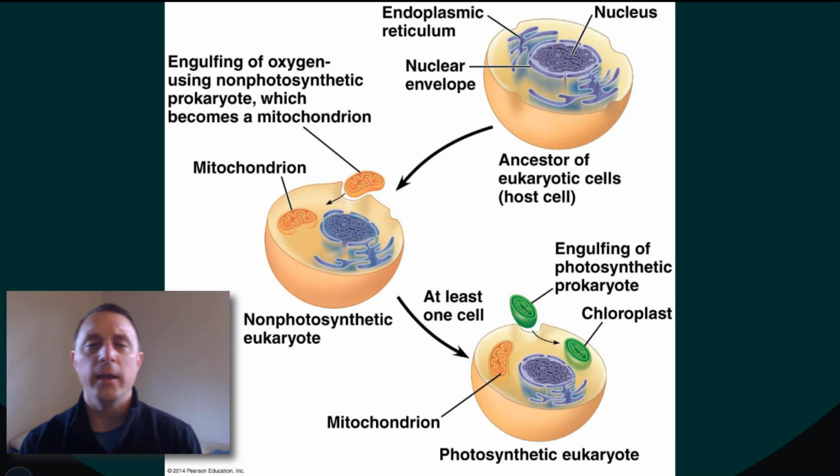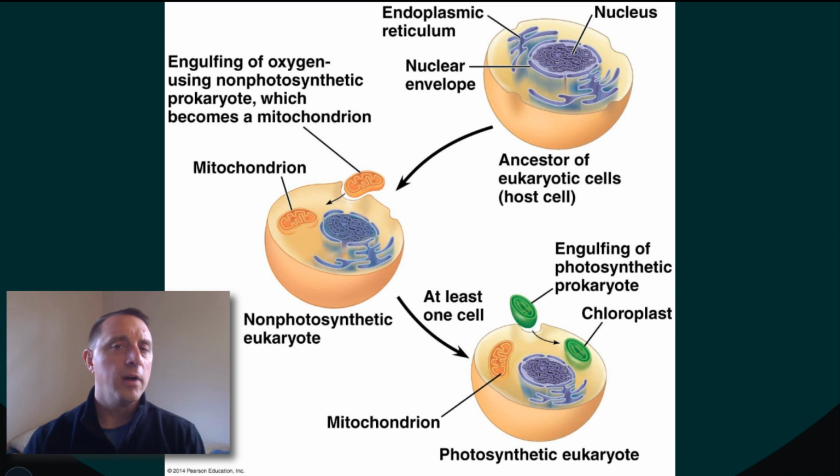So there are a number of lines of evidence that we have to support this. First off, the double membrane structure of these two organelles, where the inner membrane would represent the original cell membrane, and then the outer membrane would have come from the engulfing cell as it formed a vacuole around this incoming cell.